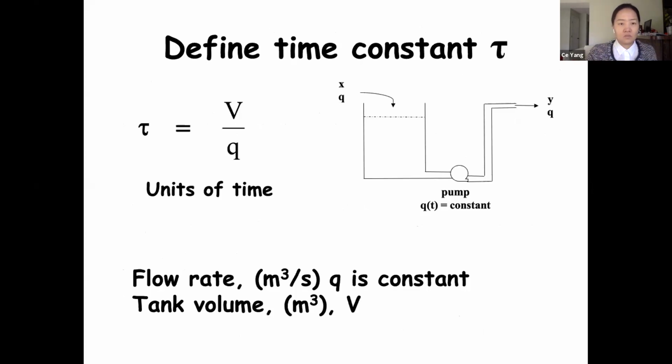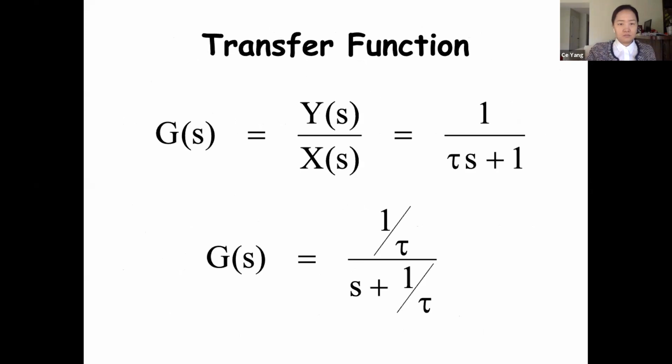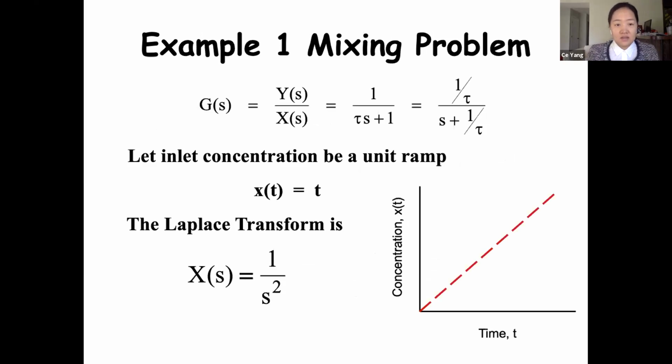So for this mixing problem, our time constant tau is V over Q. V is volume, Q is the flow rate. And the transfer function is pretty typical, which is G(s) equals Y(s) over X(s) equals 1 over tau s plus 1. By dividing tau on both the numerator and denominator, we can get a new form for G(s), which is 1 over tau over s plus 1 over tau.